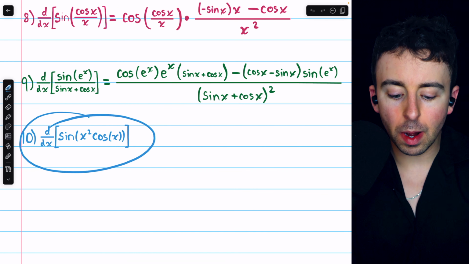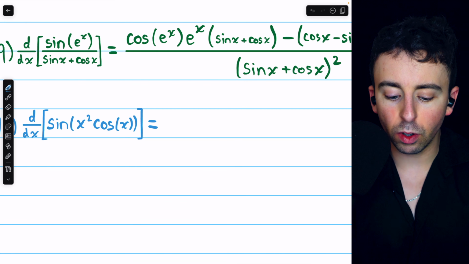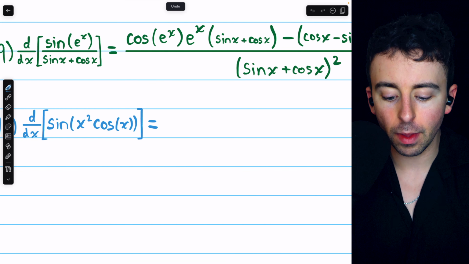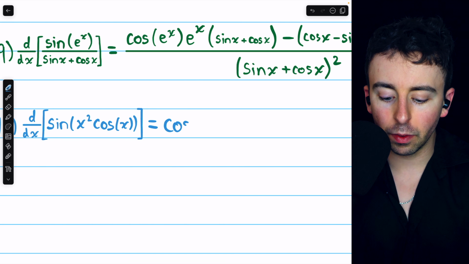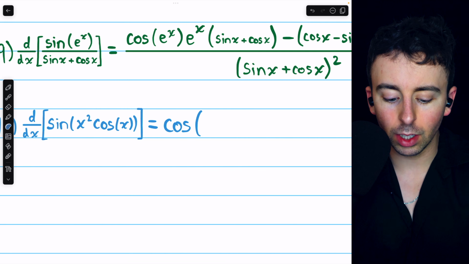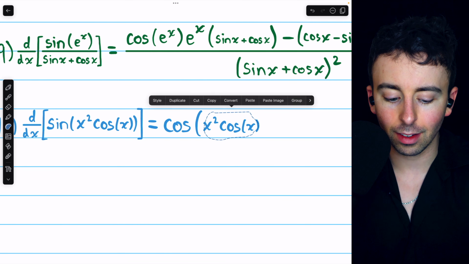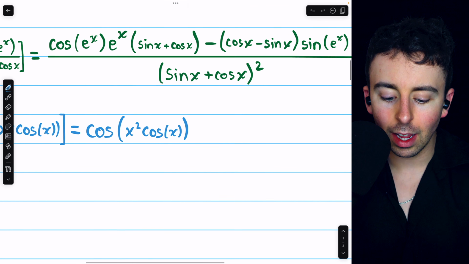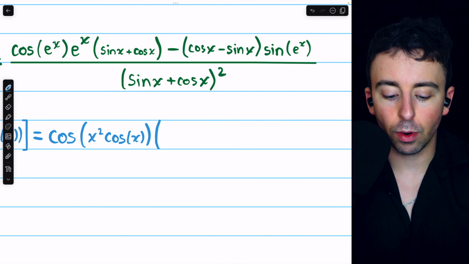Our last problem, number 10, is like the previous one, except instead of using the quotient rule inside the chain rule, we have to use the product rule. But we'll begin with the derivative of our outermost function. The derivative of sine is cosine, and then we'll leave the inside function unchanged, x squared cosine x. Then we have to multiply by the derivative of that inside function, and for that we'll use the product rule, f prime g plus g prime f.